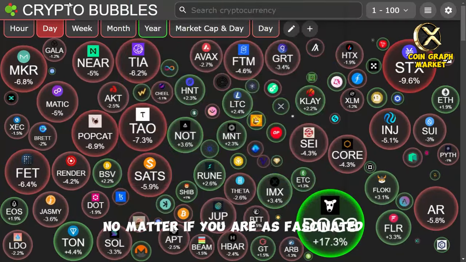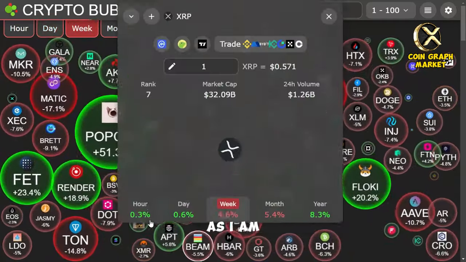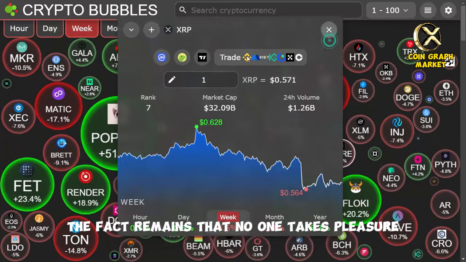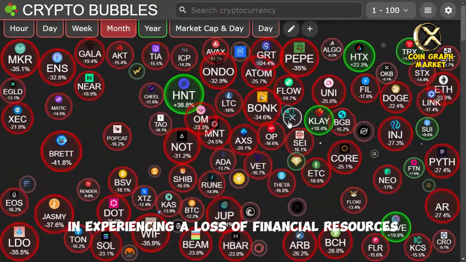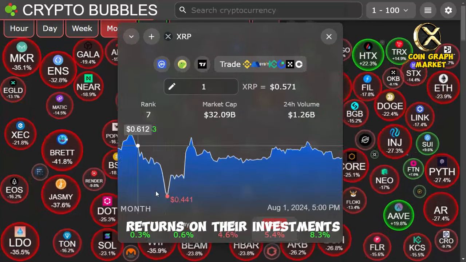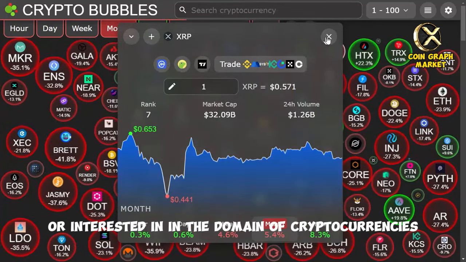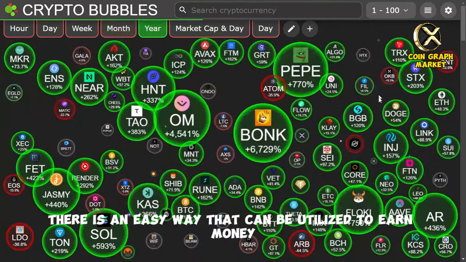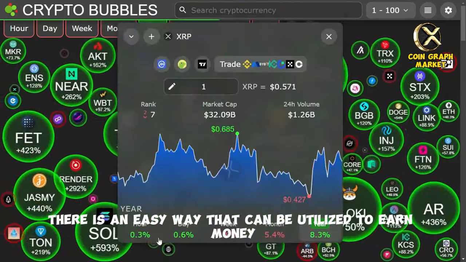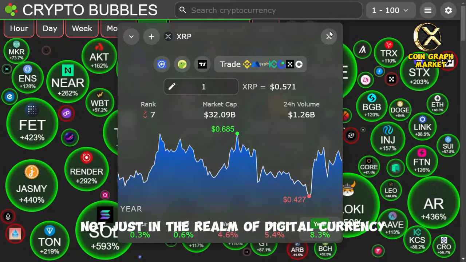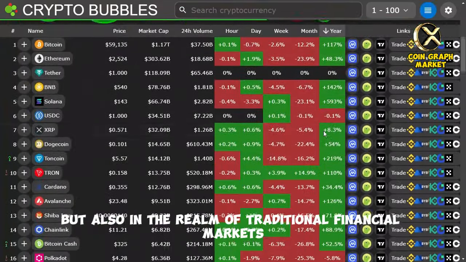No matter if you are as fascinated by the idea of decentralization as I am, or if you are only concerned with monetary advantages, the fact remains that no one takes pleasure in experiencing a loss of financial resources. The goal of everyone is to generate returns on their investments by devoting their time and energy to activities that they are passionate about or interested in. In the domain of cryptocurrencies, there is an easy way that can be utilized to earn money. A tactic that has been demonstrated to be successful not just in the realm of digital currency, but also in the realm of traditional financial markets.